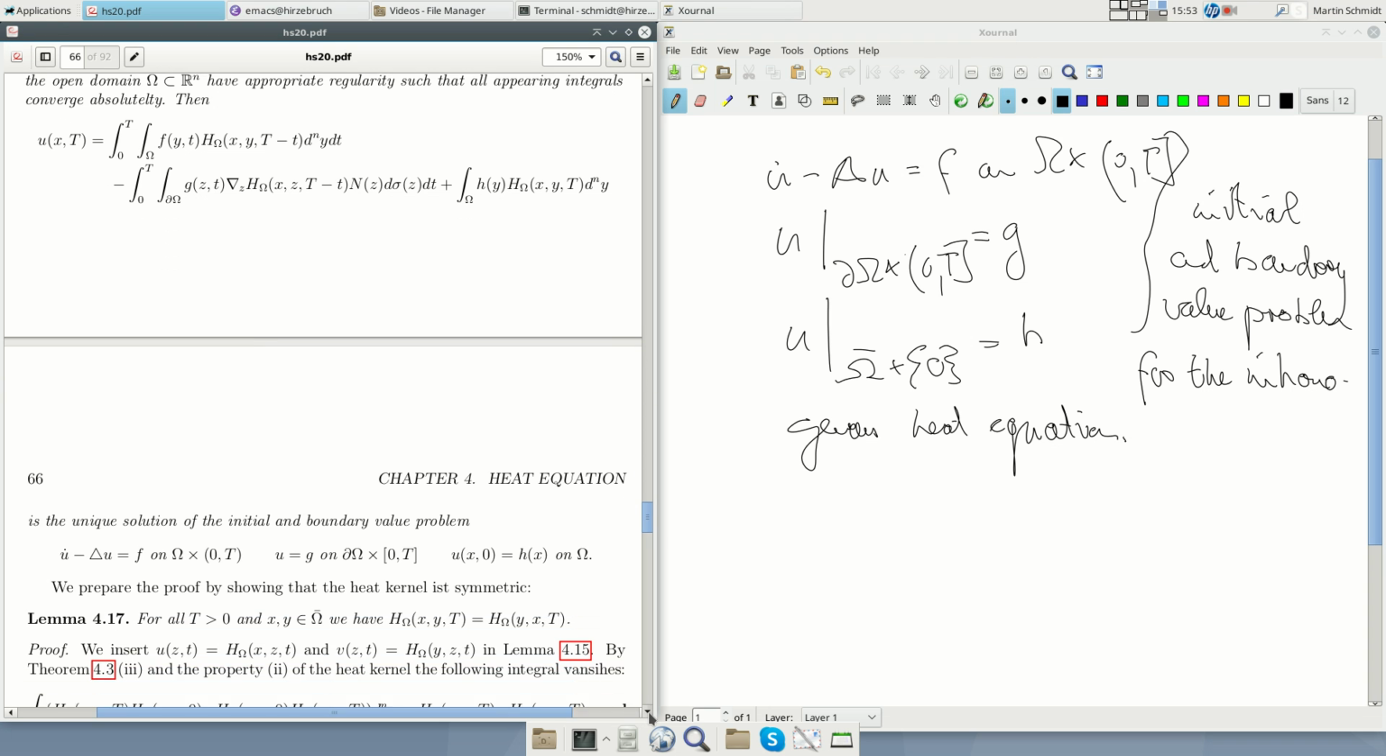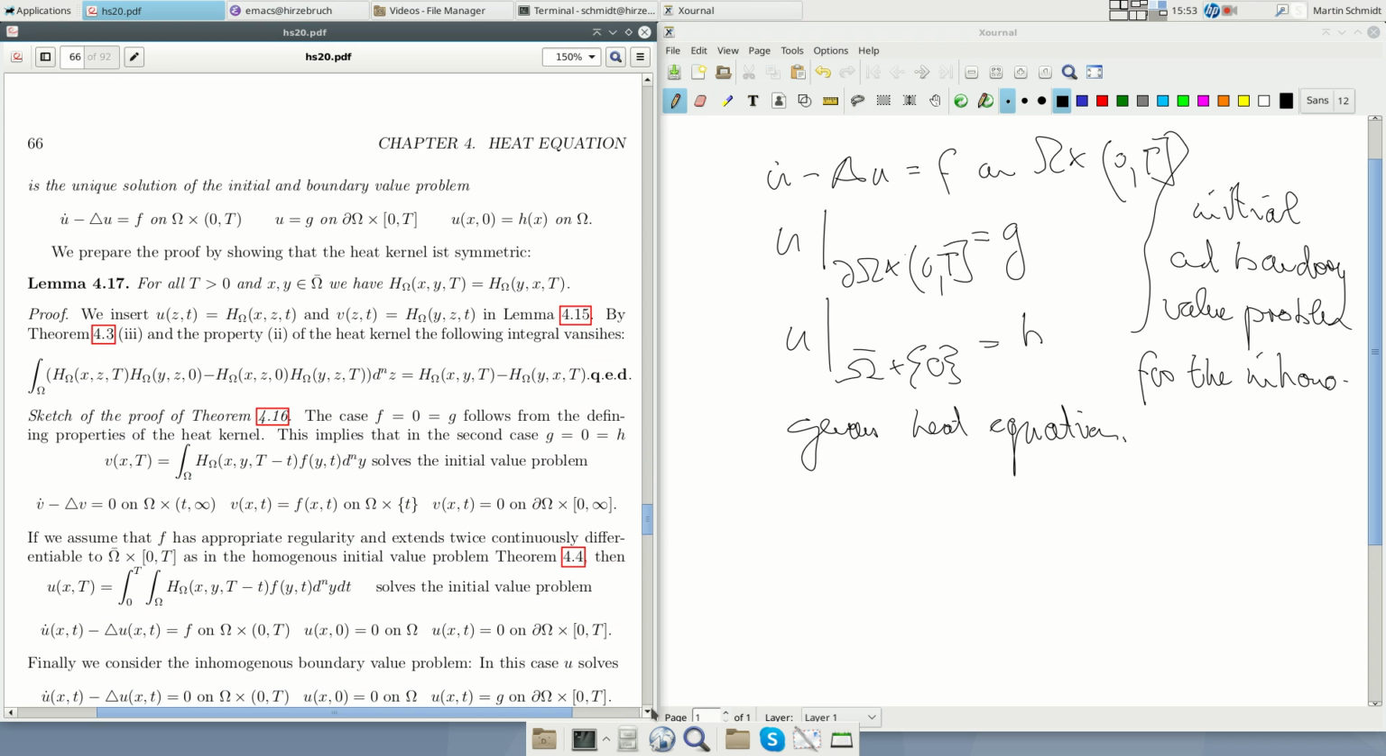So now we want to first prepare the proof, or the sketch of the proof of this theorem, by again showing some symmetry of the heat kernel, as it's completely analogous to the Green function, where we also showed some symmetry. So we have for all t larger than 0 the following symmetry. So if we replace the two arguments of the heat kernel, then the heat kernel doesn't change.